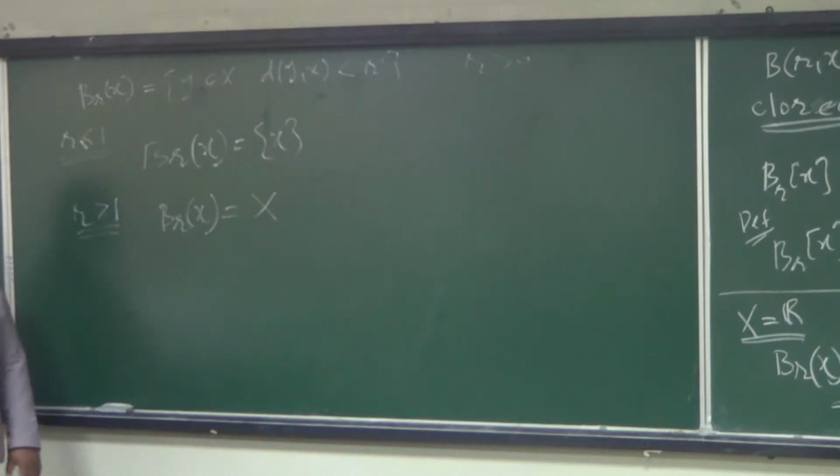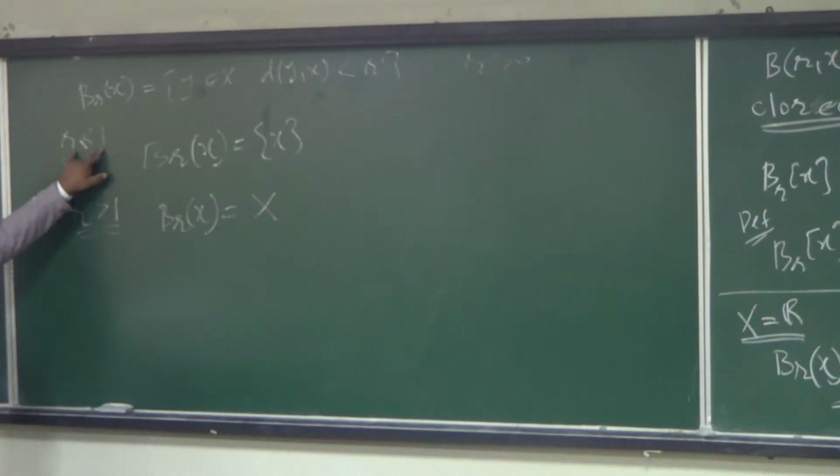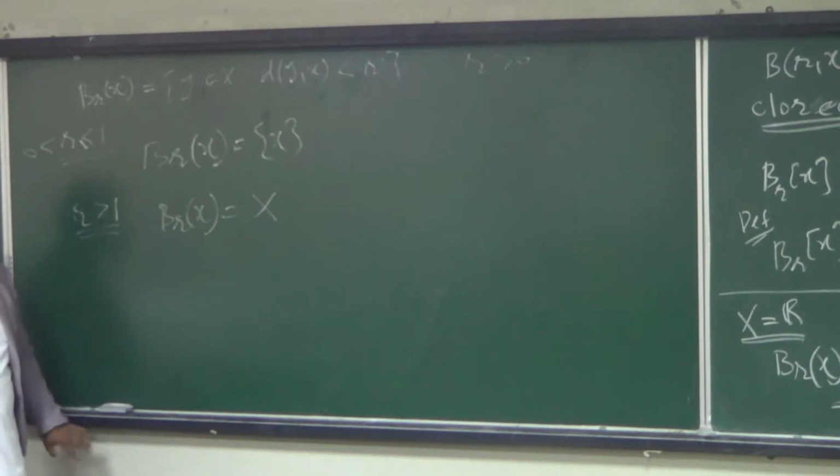Sir, why have we taken r greater than or equal to 0? Which one? In that one, r is greater than 0. Then it's going to be inconclusive. So r greater than or equal to 0 is included here. When you are saying r is less than or equal to 1, at least it could be something which is bigger than 0. If we have taken x, then the distance from x to x will be 0, and 0 will be less than r.